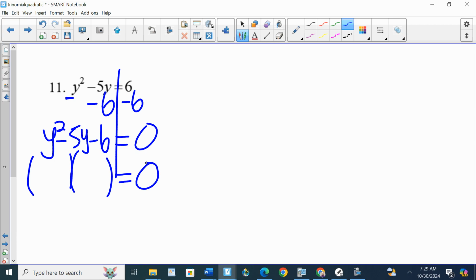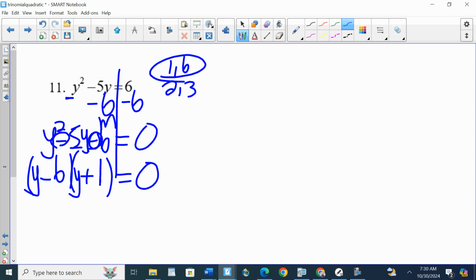So the story just kind of keeps you structured. Whenever you see an x squared or a y squared in an equation, everything goes to one side. Now we factor the trinomial. Y and y. First sign comes down. Negative and a negative is a positive. Multiplies to 6. 1 and 6. 2 and 3. Subtracts to 5.